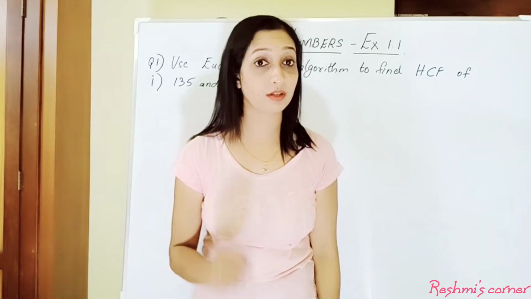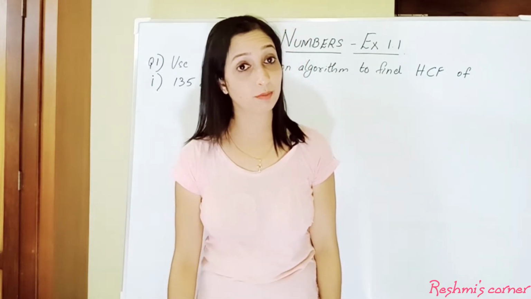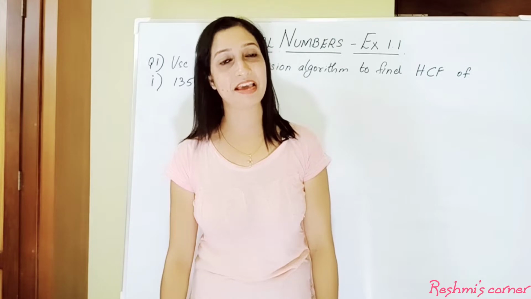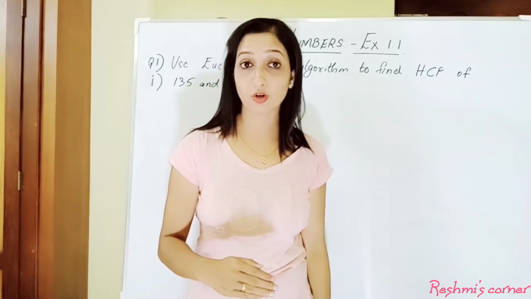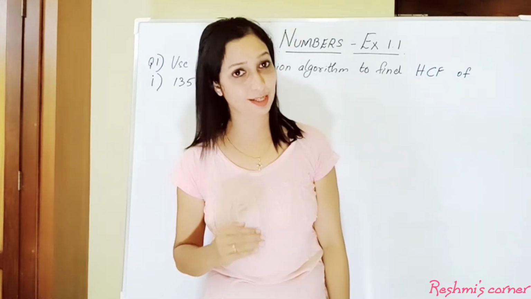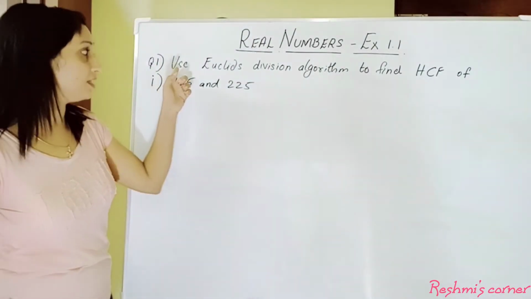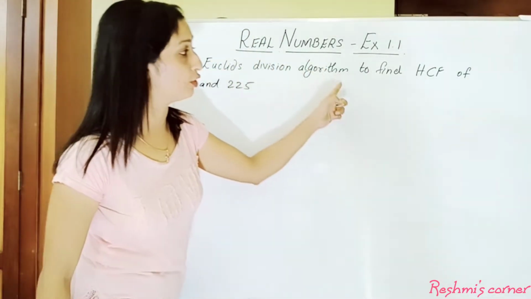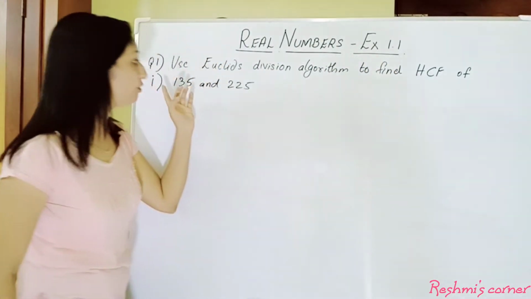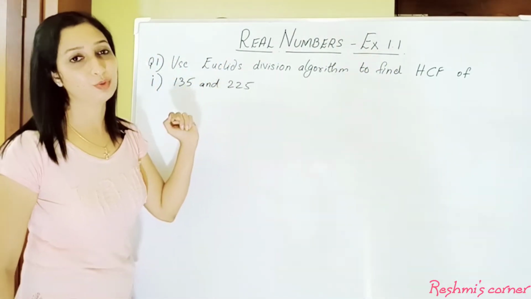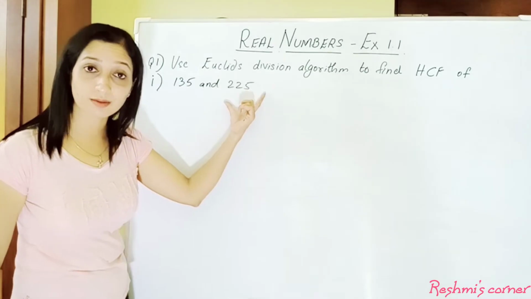Today we are here with the second class of our topic Real Numbers of Grade 10 CBSE NCERT, and we are moving on to our first exercise, which is Exercise 1.1. So let's start with question 1, and question 1 is: use Euclid's division algorithm to find the HCF of 135 and 225. Now here, which is the greater number?